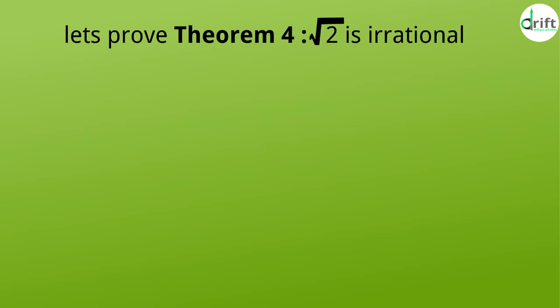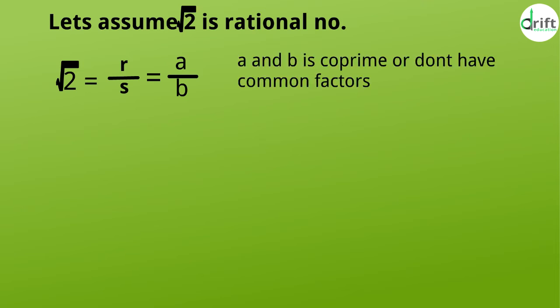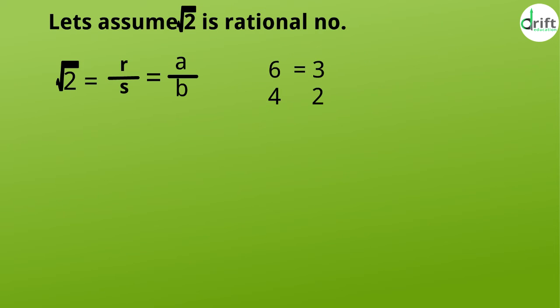We start by assuming root 2 is rational, so you can write root 2 equals r by s. And if r and s have common factors, by dividing we will get a by b, where a and b are co-prime, or don't have a common factor. Like, suppose r is 6 and s is 4, so the common factor is 2, and by dividing we get a equals 3 and b equals 2. So again, coming back to the question, we have root 2 equals a by b.